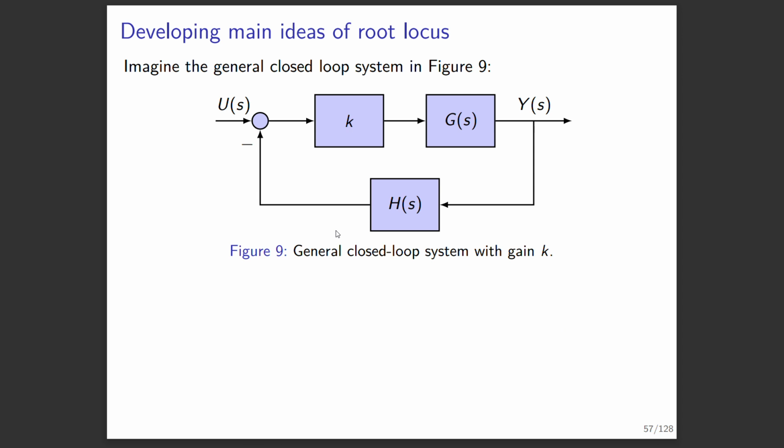Let's imagine we have a generic system. We have G here, we have K, and H. K is my unknown number, it's just a parameter I don't know the value of. G is known, I have the transfer function for it, and H is known too, I have the transfer function for it. So if I asked you to determine the stability of this system, what would you do?